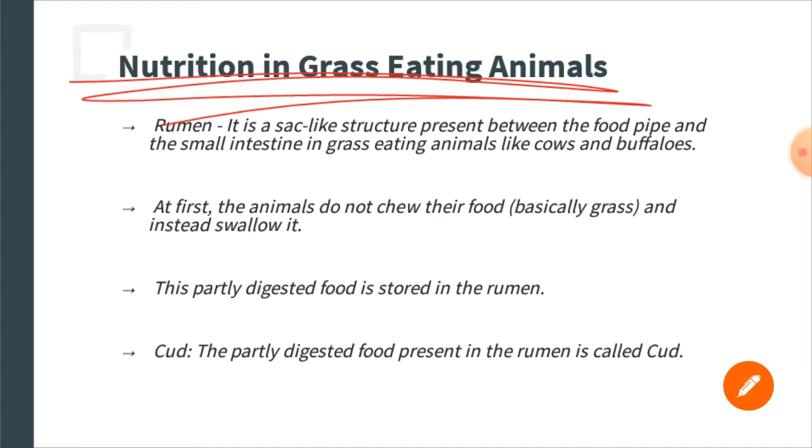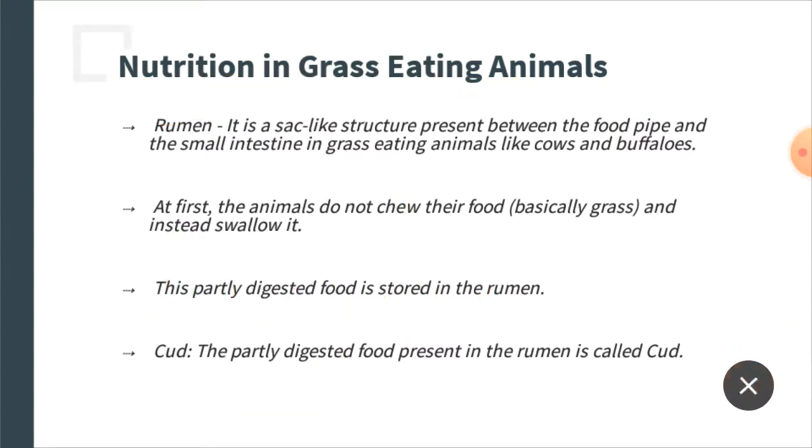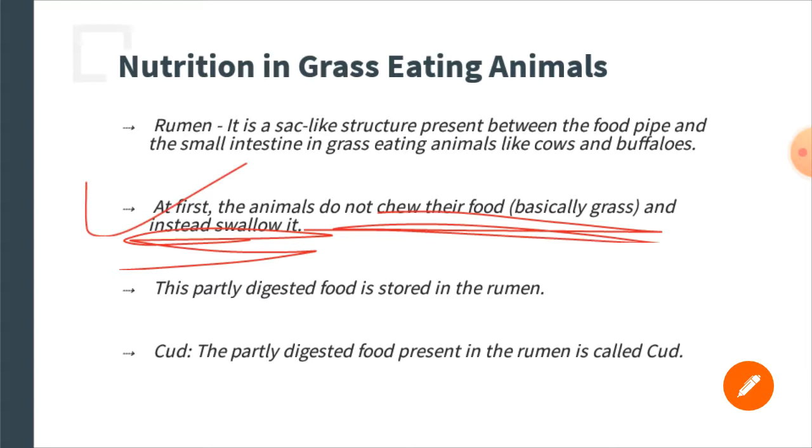When they have their meal, what do they eat? They eat grass. From the name itself you're going to get it. When they eat grass, they quickly swallow it. They don't chew the grass like we do. When we eat, we chew and then swallow. They don't do that. They just quickly swallow the grass. I hope you have understood that.